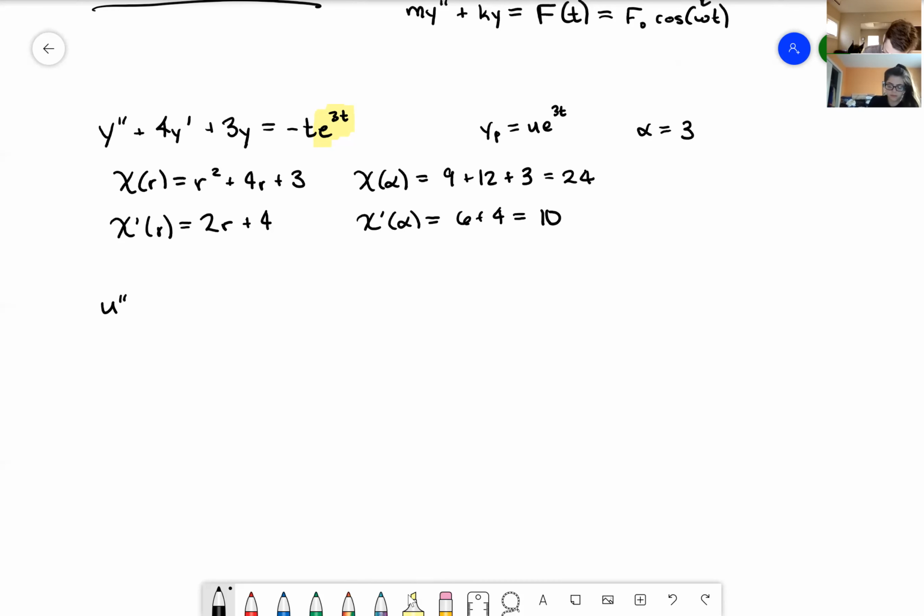So what we're going to get is this other ODE in terms of u, and it works out like this. And that factors nicely, so that's good. And what we get is this is equal to minus t. It would probably help if I wrote this correctly.